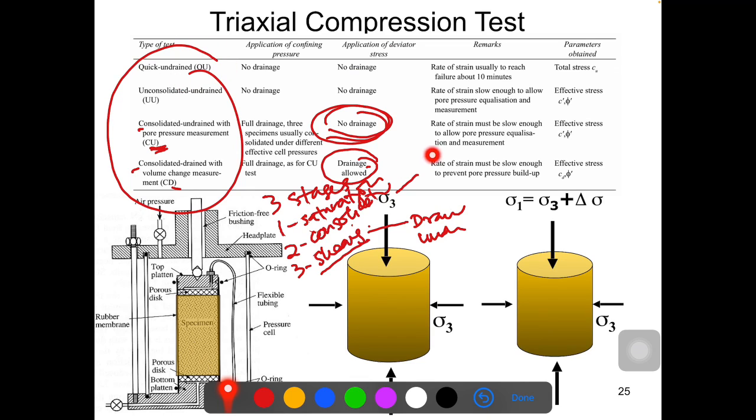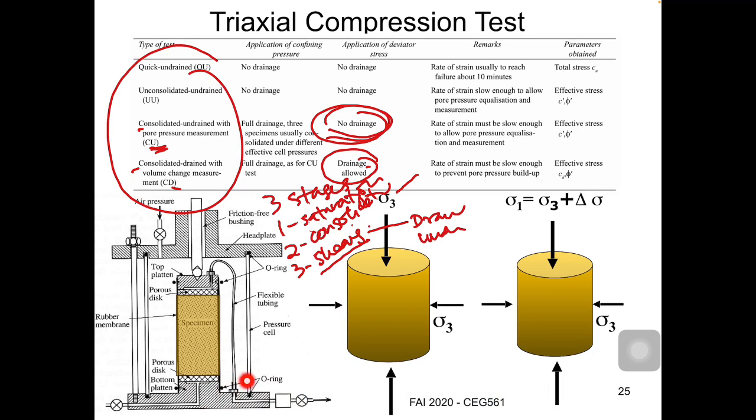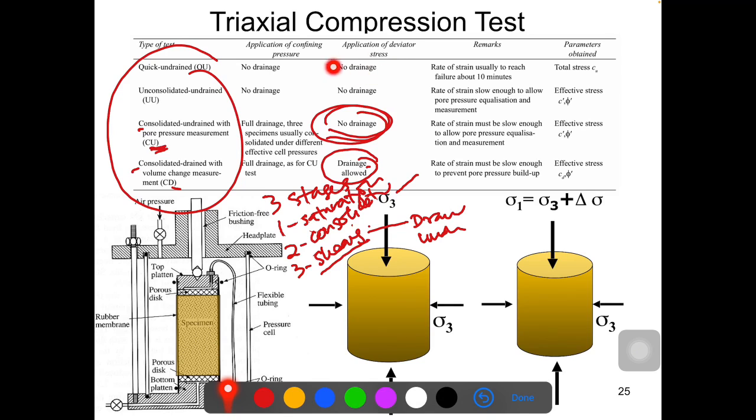No saturation stage, no consolidation stage, you immediately do the shearing stage, but during the shearing stage you close the valve, so there is no drainage, which means no water coming out from the specimen. So it is considered undrained. Now you know why the tests are different, because of what you conduct during these stages.